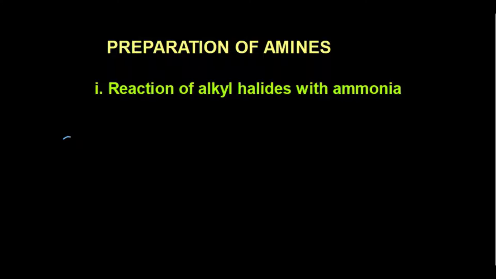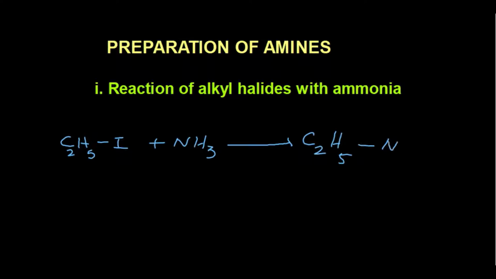Ethyl iodide, C2H5I. When ethyl iodide is treated with an alcoholic solution of ammonia in a sealed tube at 100 degrees centigrade, then in the first step one hydrogen of ammonia gets replaced with one alkyl group. So after the reaction, we will have ethylamine, C2H5NH2, and hydrogen iodide.